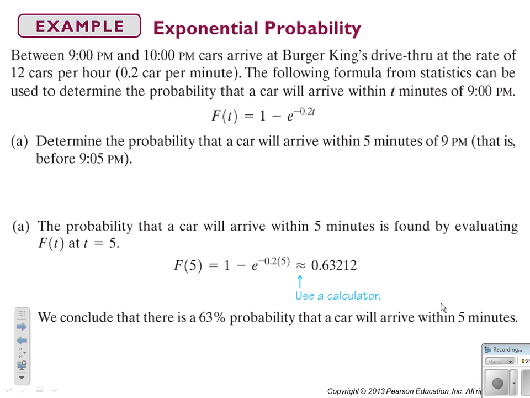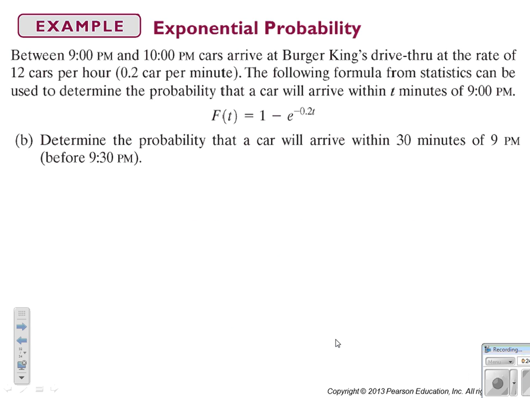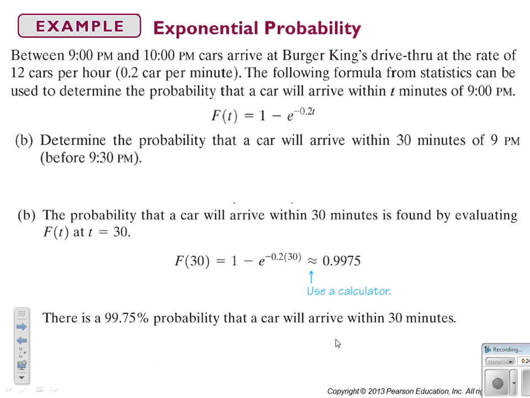So we are going to plug in 5 for our t value because we want to arrive within 5 minutes. And we're just going to plug this number into the calculator. I would like you to attempt to do this now. Make sure that you're getting 0.63212, and I'll definitely stop and let you guys do that. All right, so let's do the same thing, but within 30 minutes. So we're going to plug in 30, and we have a 99.75% chance.